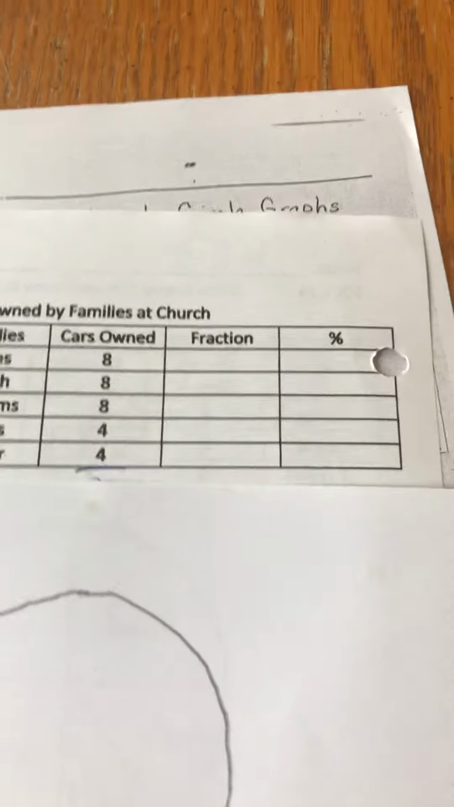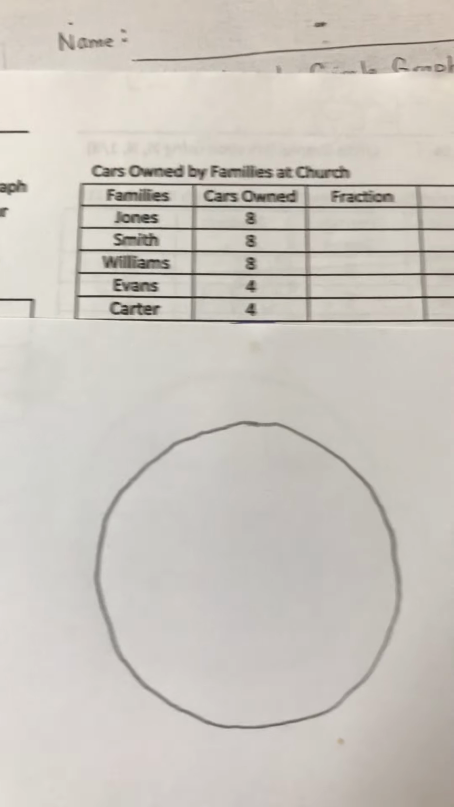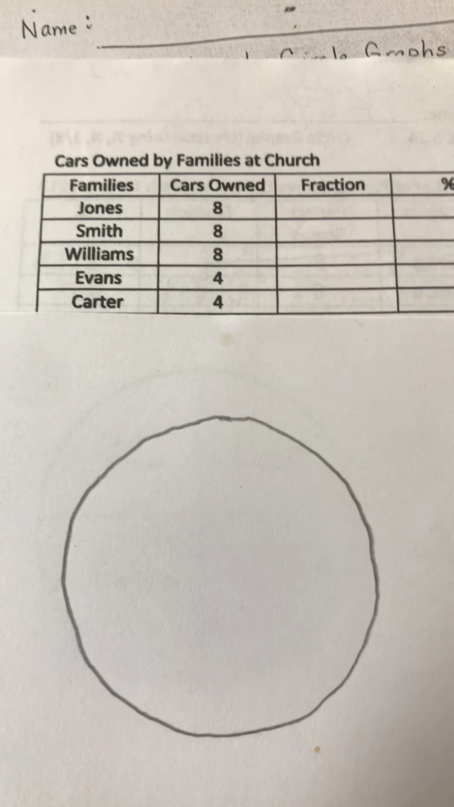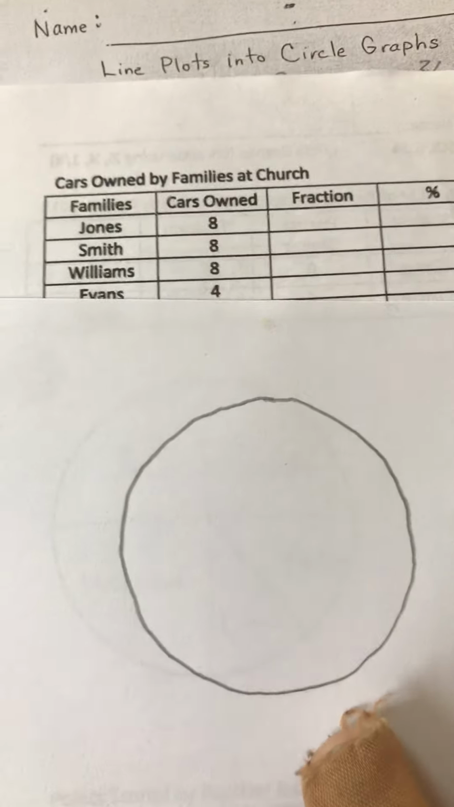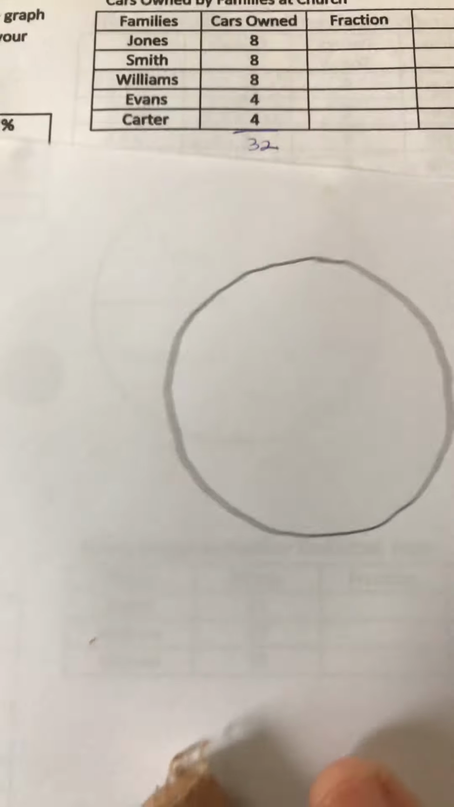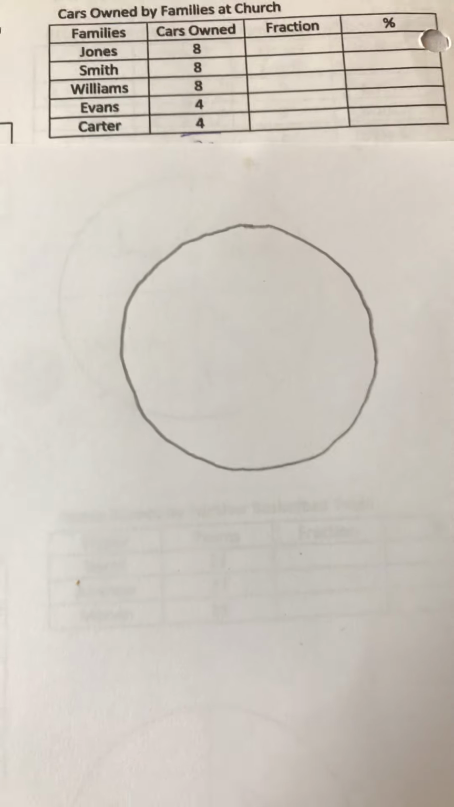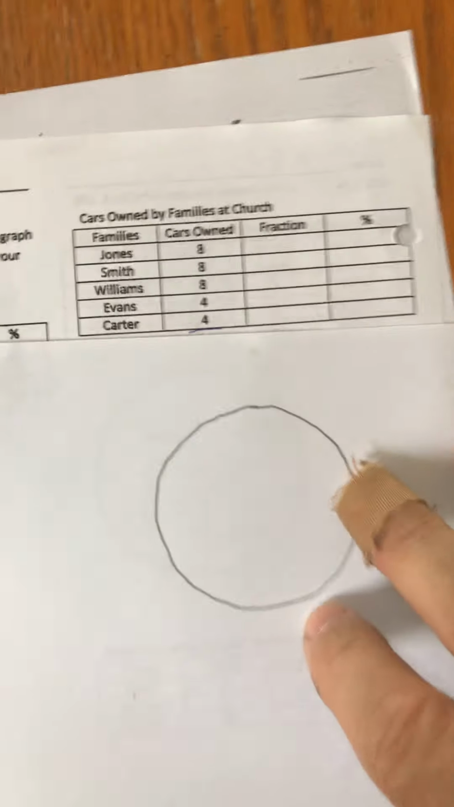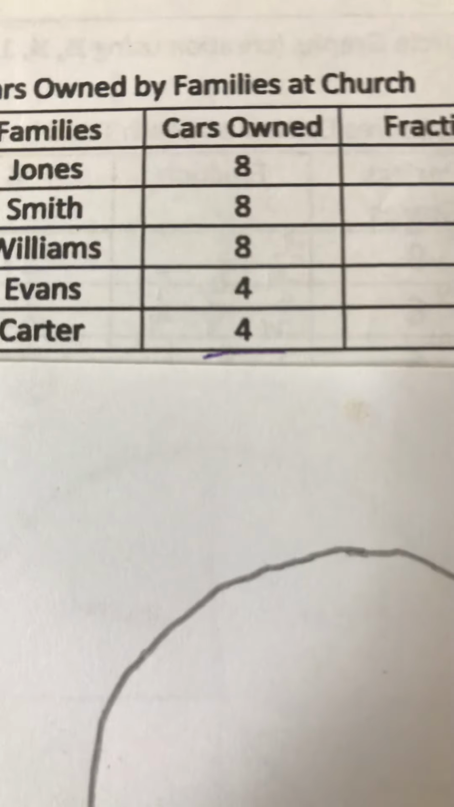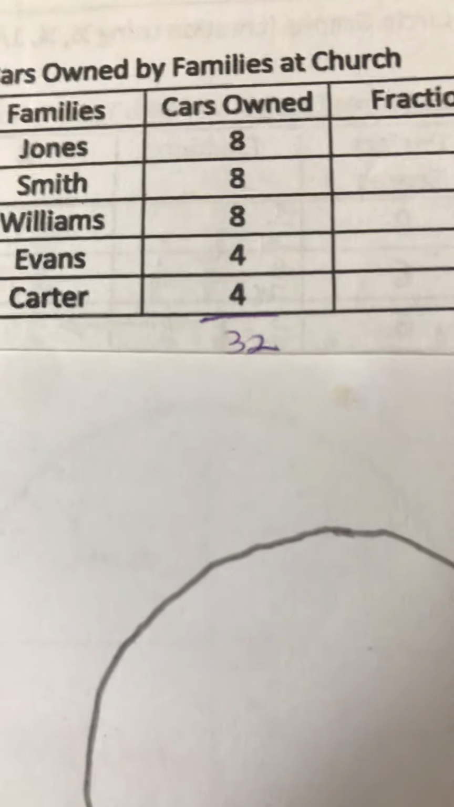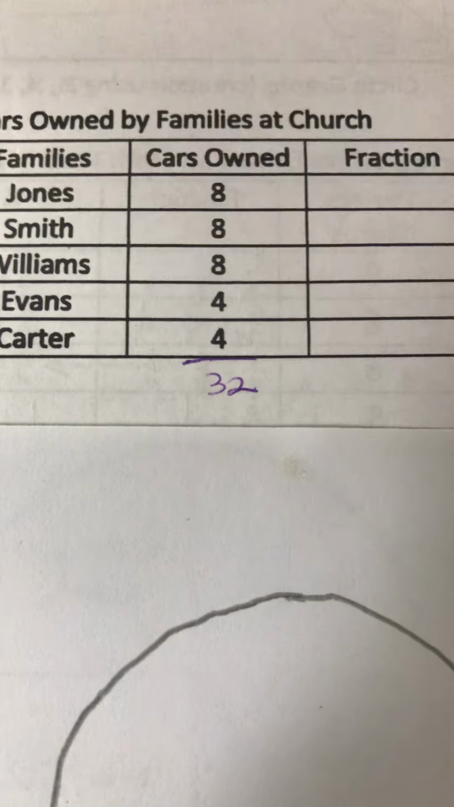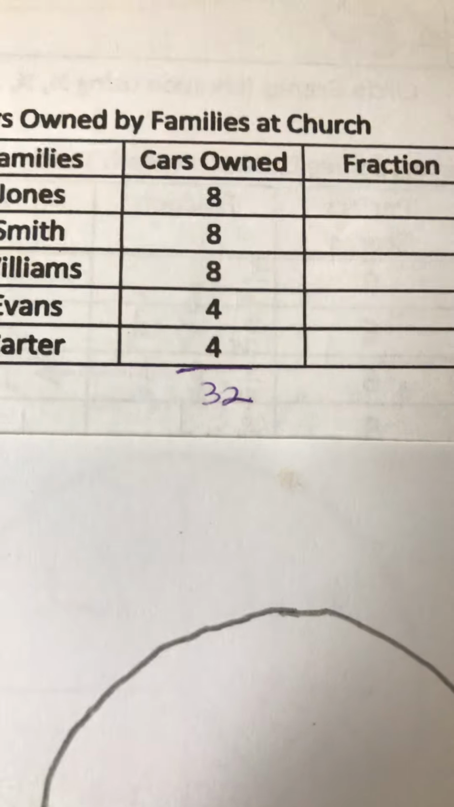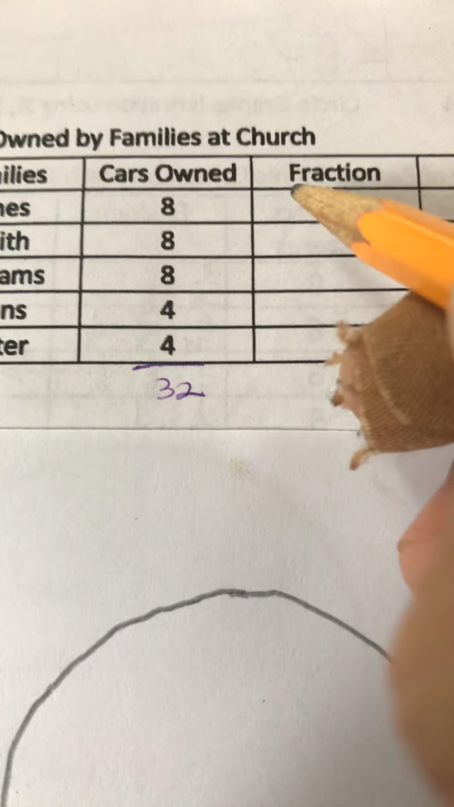In this example we have 5 families that have cars. These are families from church. We have the Jones family, the Smith family, the Williams family, the Evans family, and the Carter family. We're looking at how many cars they own. If we first take the totals and add them up, part plus part plus part makes whole. I think we've got a total of 32 cars.